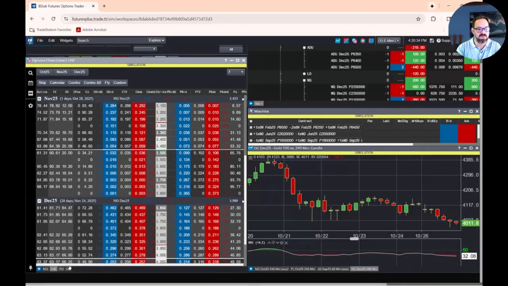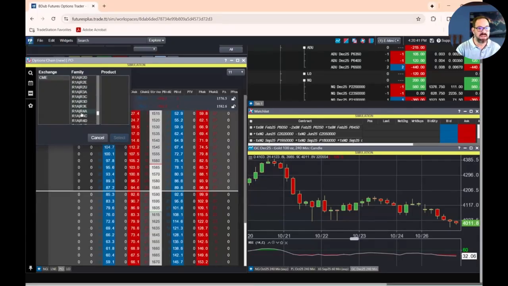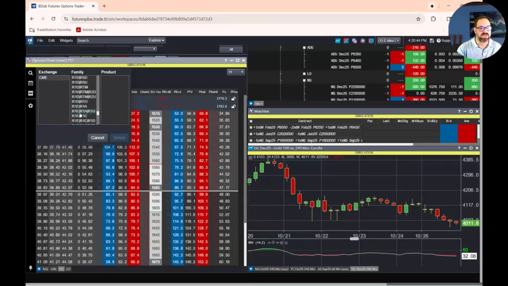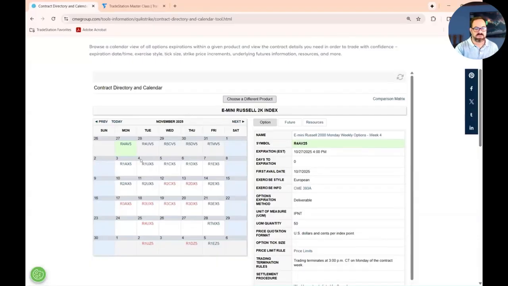So if I go into, let's see, I don't have one open. Shame on me. I'll go to CME. RTY and then the RTO, although actually I'm doing a weekly, so I should probably choose that weekly. Oh, I've got to scroll a bit here. Went too far. There we go. RTY, there it is. And again, I could pick the specific option that I'm looking at. And if I don't know the symbol, contract directory calendar tool. It was November 3rd, so R1AX5 is the one I'm looking for. And we'll have to see if it's the same symbol in TradeStation.